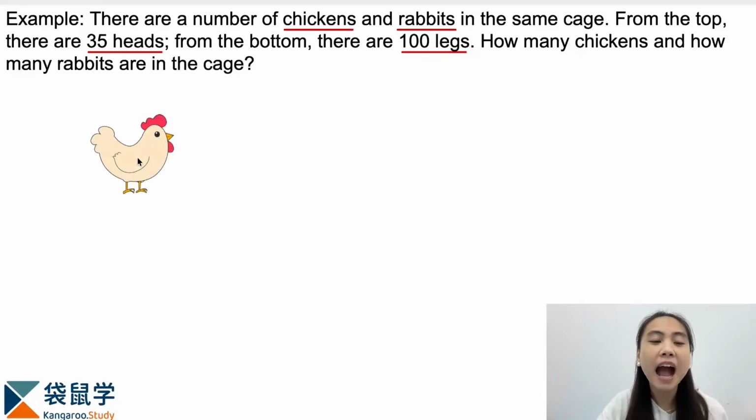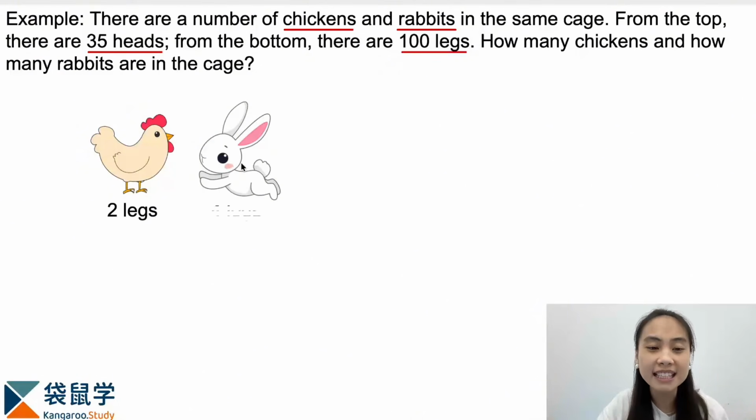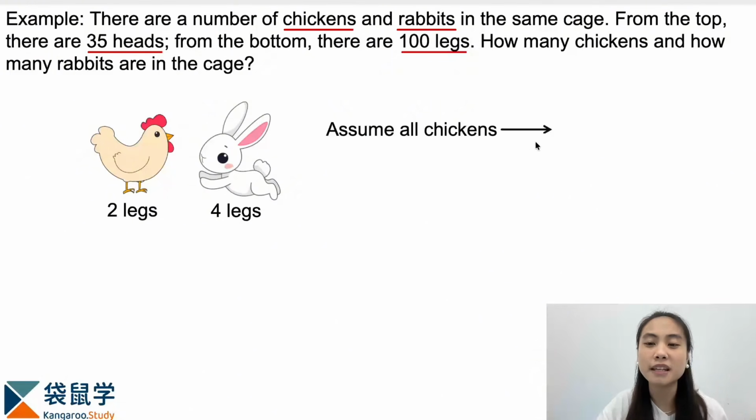So class, how many legs does one chicken have? It has 2 legs. How many legs does one rabbit have? It has 4 legs. So class, what should we do first about this question? We can assume the 35 are all chickens. Then how many legs are there? It should be 35 times 2 equals 70.